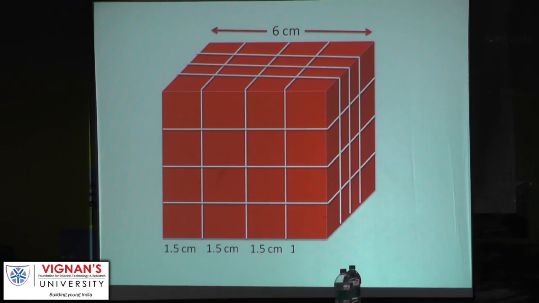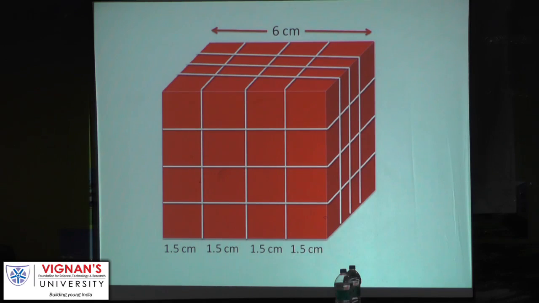1.5 centimeters. Now the problem says, to paint this bigger cube, it takes how many liters of paint? 4 liters. Then to paint all surfaces of all the smaller cubes, how many smaller cubes we have here? 64. To paint all the 64 smaller cubes, how many liters of paint is required? So how do you solve it?